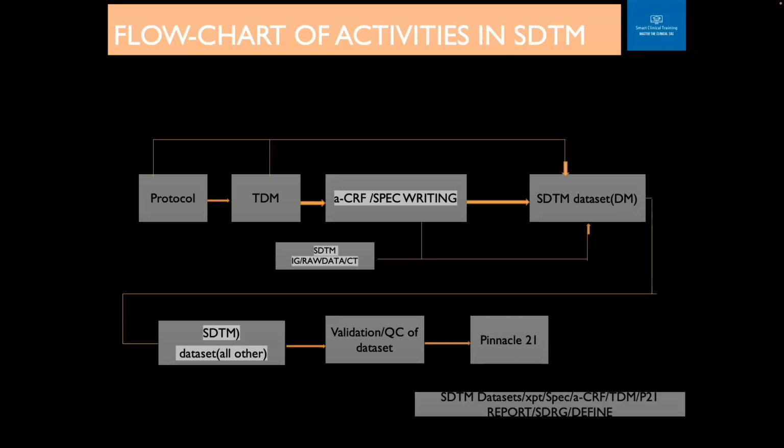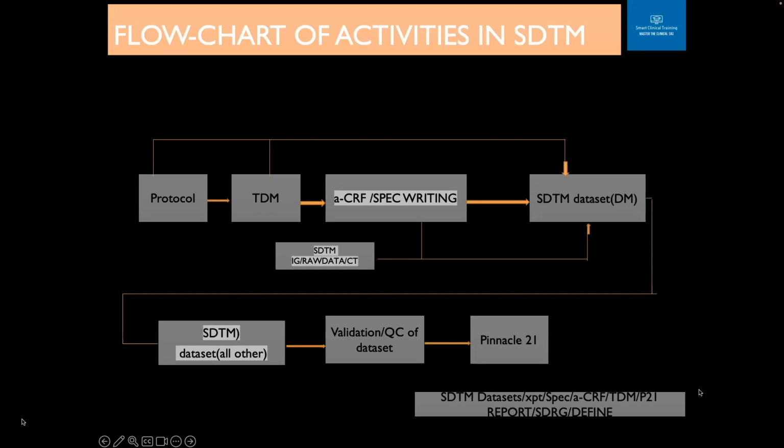Once Pinnacle 21, everything is clean, everything is passed, then you have your SDTM datasets. You have to create a XPT as well. You have the specification, you have the ACRF, you have TDM, you have P21 report, which comes from this tool. You have a two document which is called as the SDRG and define. The data reviewer guide and define. These all things would be a part of a SDTM team. These are the final document and dataset what we have.